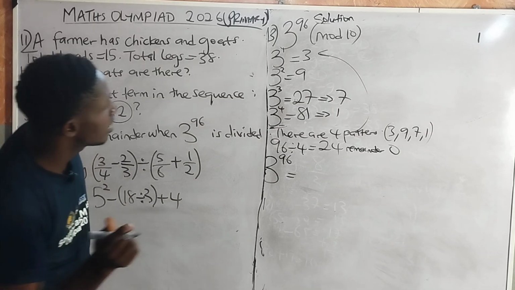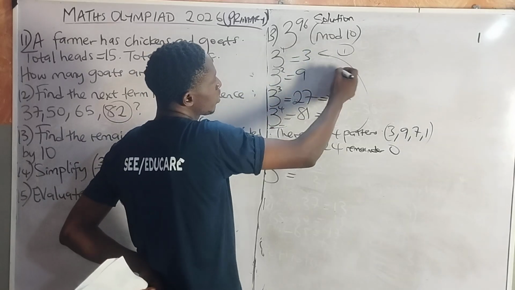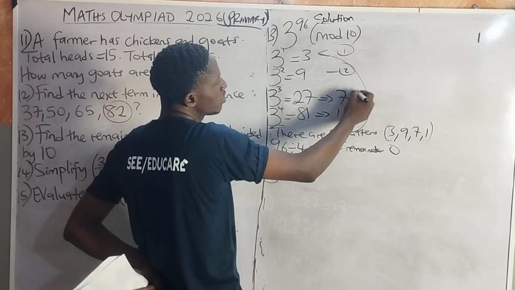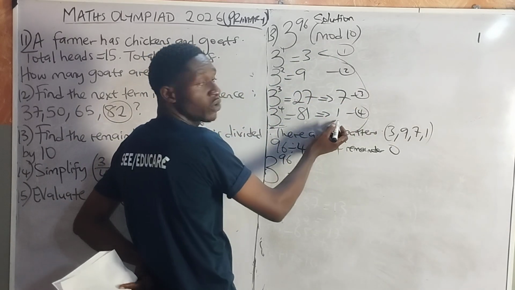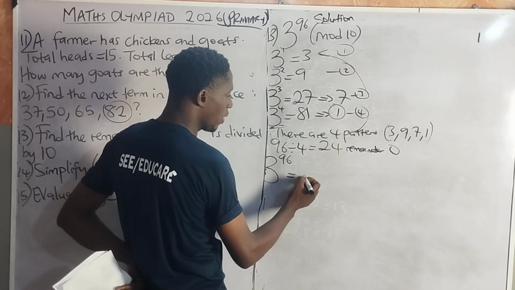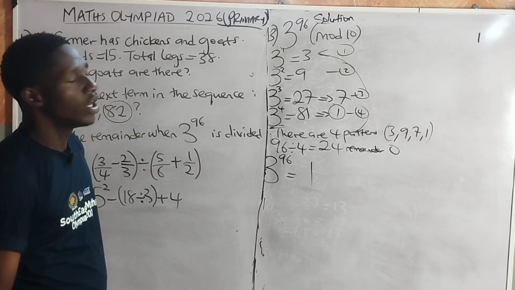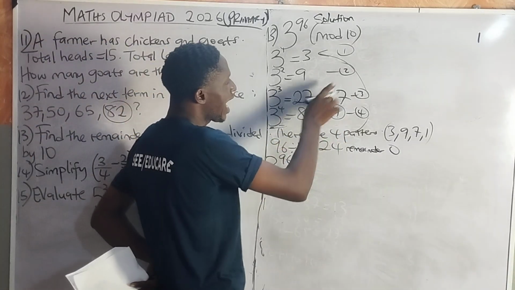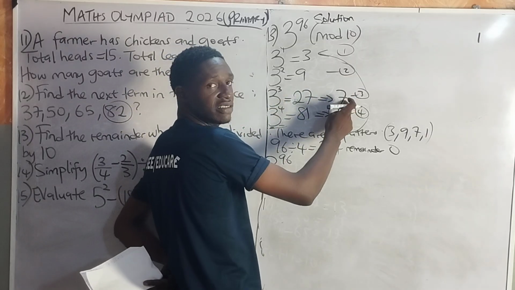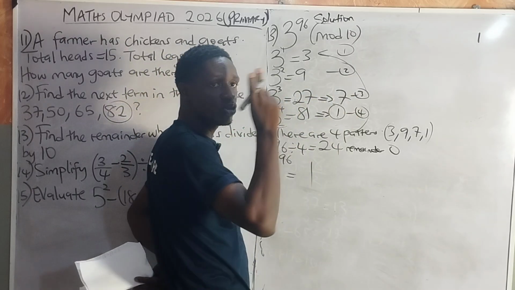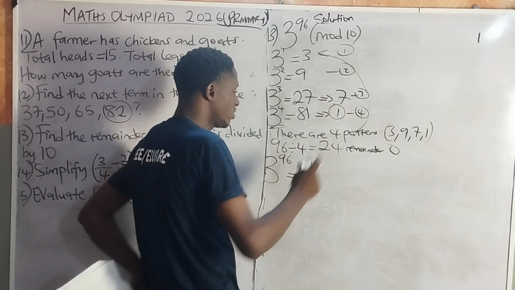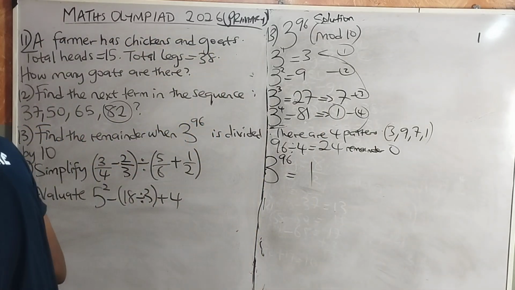What do I mean? Let's look at this. This is the 1st position. This is the 2nd position. This is the 3rd position. This is the 4th position. What is here is 1. So our answer is 1. But if it had only 3 patterns, it would land at this, and the answer would be 7. If it had only 2 patterns, it would land at 9. So that is the logic there. Let's go to the next one.